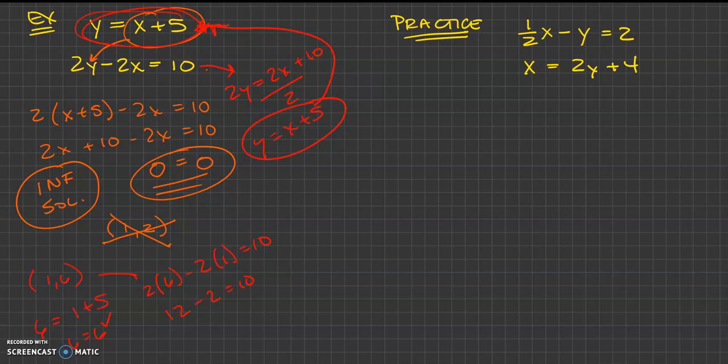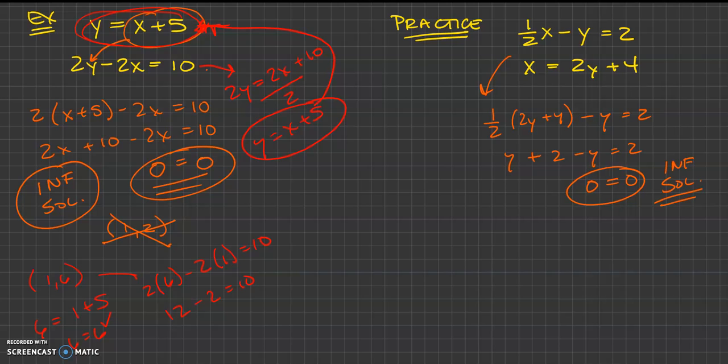Go ahead and pause the video and try the next problem. All right, so in this case, I'm going to substitute again. I'm going to have 1/2 times 2y plus 4 minus y is equal to 2. So that's y plus 2 minus y equals 2, and you can see what's about to happen. 0 equals 0, infinite solutions.